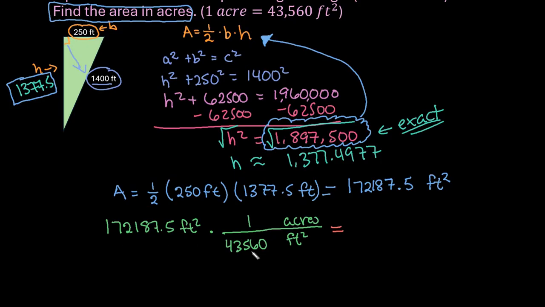And from there, we would just simplify our answer. So we're really doing this value divided by 43,560, and we end up with approximately 3.95 acres. So this plot of land is almost 4 acres, just under 4 acres. But first, we had to find the missing height using the Pythagorean theorem, and then we were able to find the area, and from there, we were able to convert from square feet into acres.